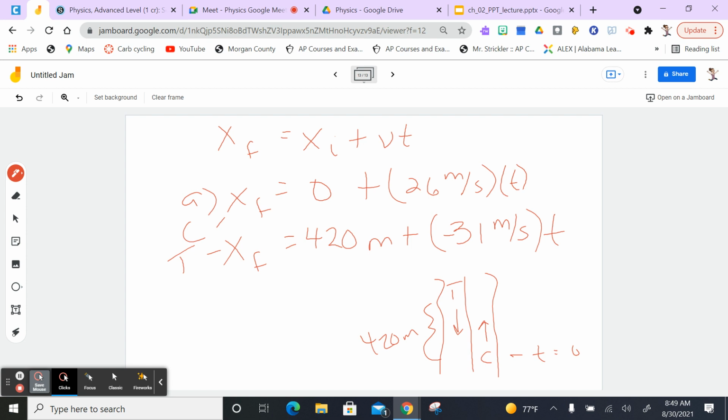Okay? All right, so then B says plot the two equations. To do that, you're just going to need to make a data table of various times, plug them into the equation, and see what your final distances are. So you'll have a table of time and x final. And you can set times of whatever you want, 0, 1, 2, 3. Okay, and you'll do that for both equations, and then you will make a graph of both lines.